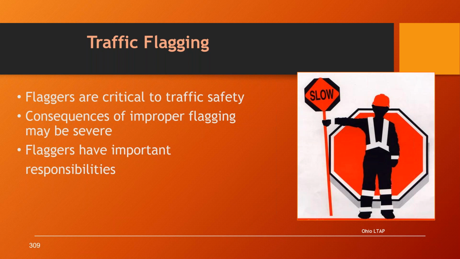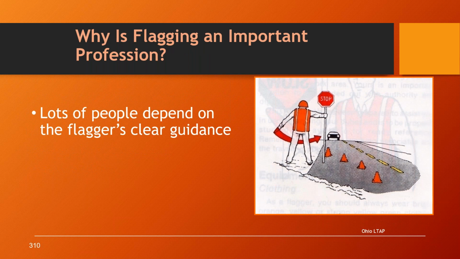So traffic flagging, the flagger is a very important person. They're critical to traffic safety. Consequences of improper flagging may be severe. And of course, flaggers have very important responsibilities. So why is flagging such an important profession? That's because lots of people depend on the flagger's clear guidance. Then we have a picture of the flagger standing where he's supposed to be standing, on the shoulder of the roadway at the beginning of a cone taper.